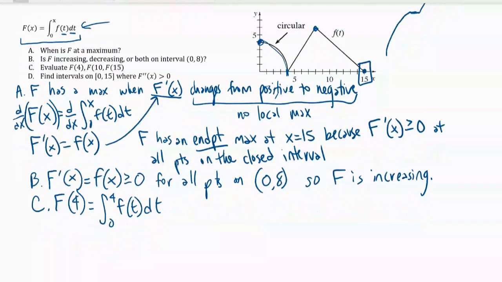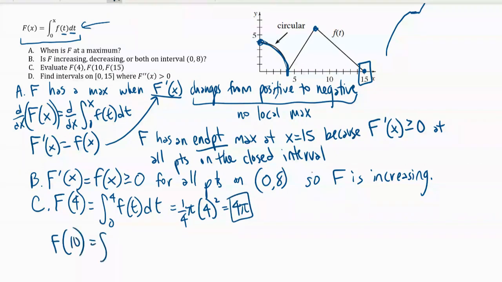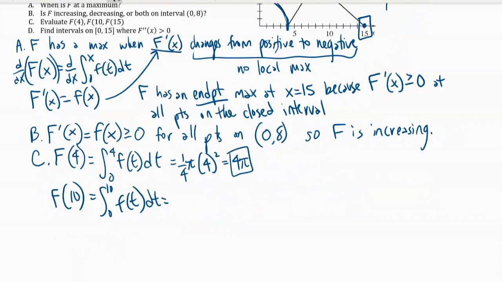So the integral from 0 to 4 of f of t dt, well, that is a quarter circle because it does say circular. So that's going to be 1/4 pi r squared, which is 4 pi. Okay. Capital F of 10 is the integral from 0 to 10 of f of t dt. Again, going back to that original problem and plugging in 10.